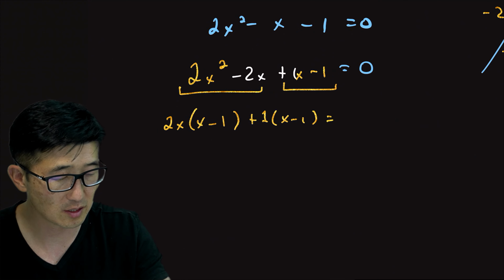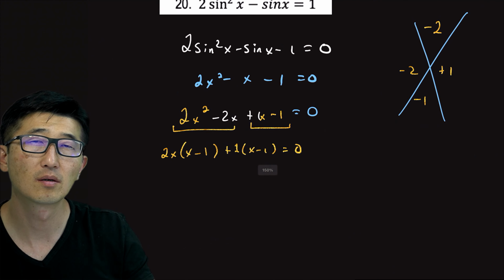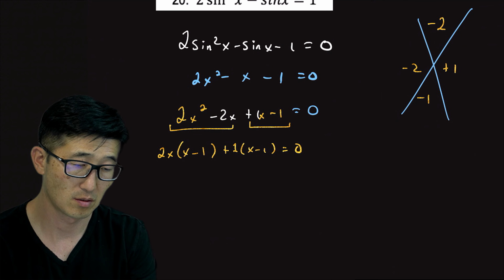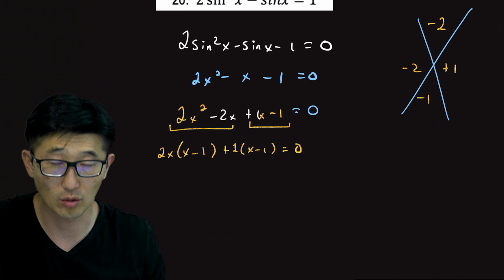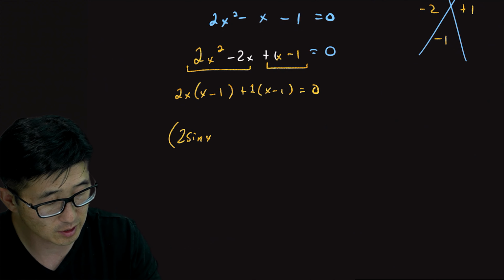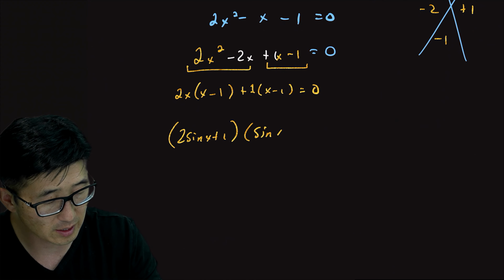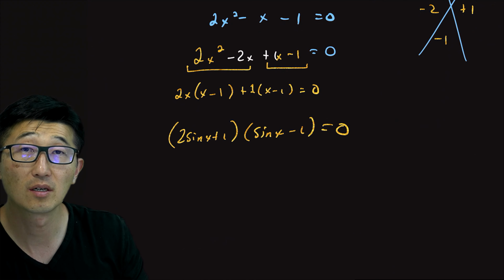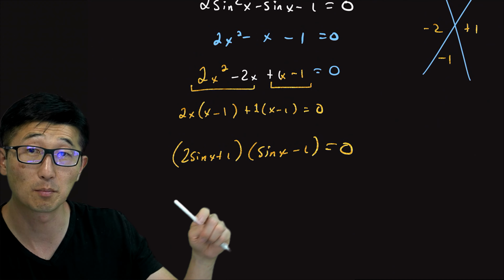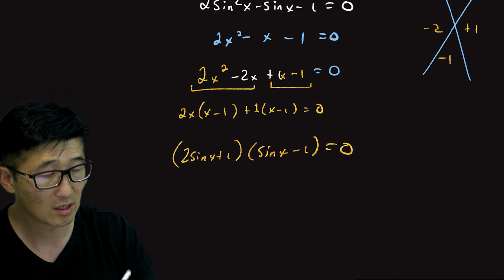Okay, did you get something like this? I got 2 sine x minus 1 times sine x plus 1. Oh, you already factored it out? Okay, so it should be 2 sine x plus 1, sine x minus 1. Is that what you got? I did. Oh, did you have 2 sine x minus 1? Yeah, and then sine x plus 1.